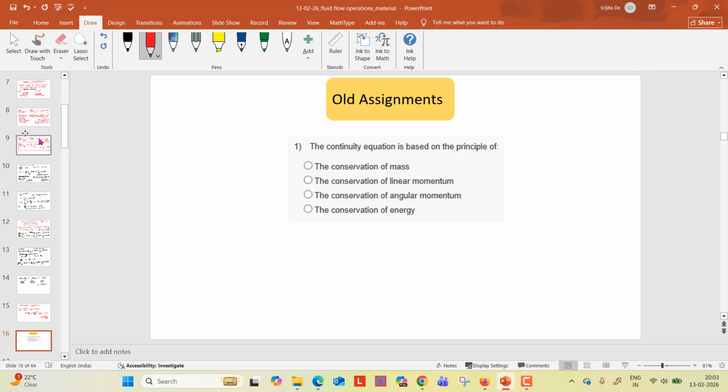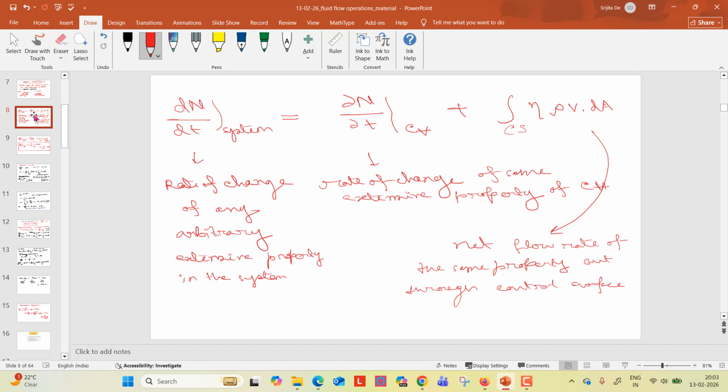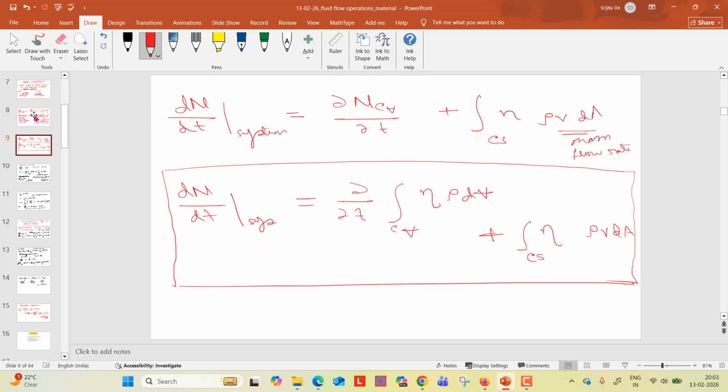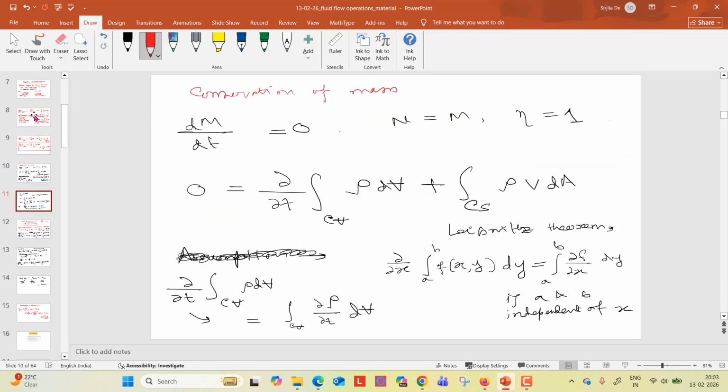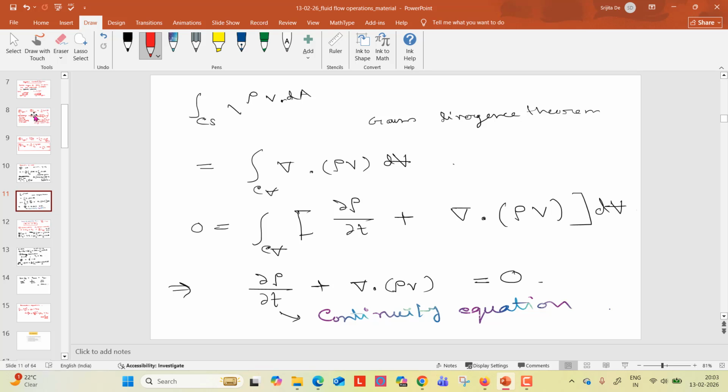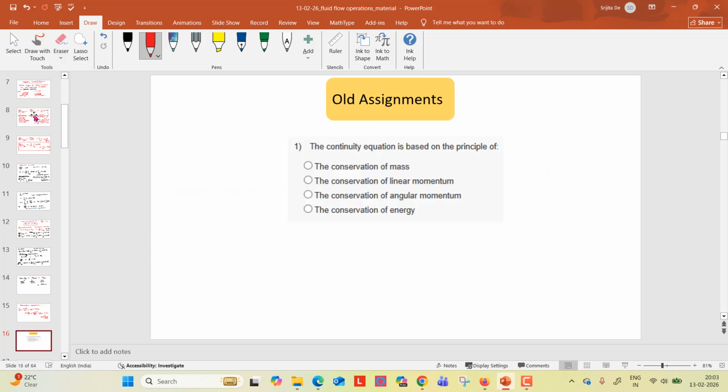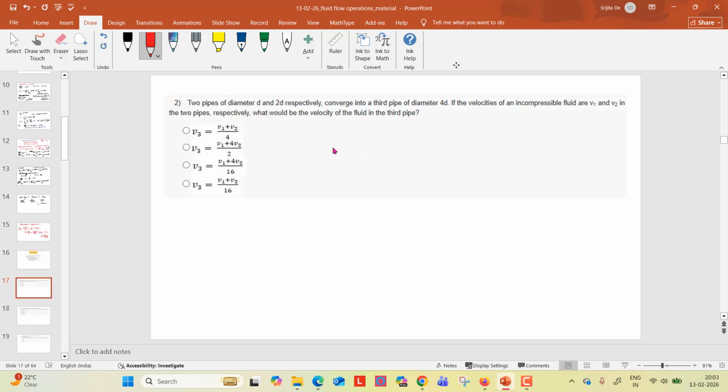So we have seen here where the continuity equation came from. The continuity equation came from the conservation of mass, right? So what will be your answer? This is the conservation of mass.